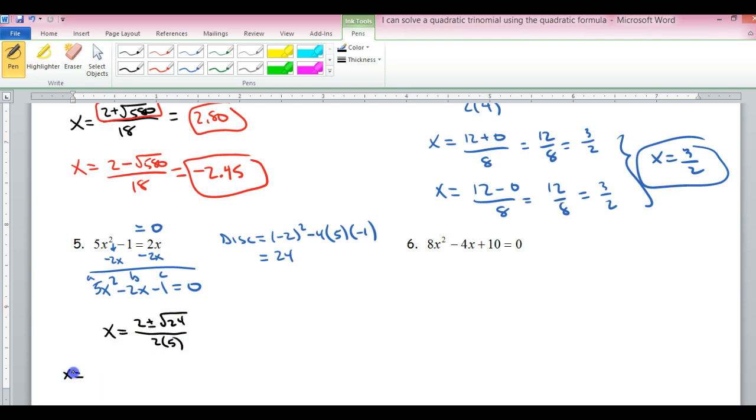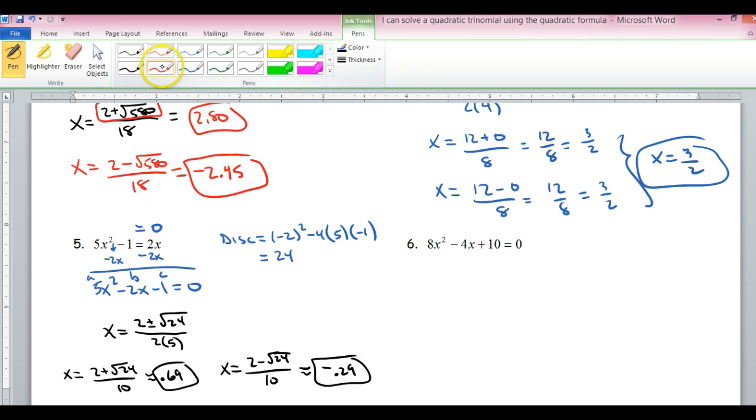So my two solutions: 2 plus the square root of 24 all over 10. And if you simplify this, you get approximately 0.69. And we should always round to the hundredth for now. And now when we subtract up top, we end up getting an approximate value of negative 0.29. And those are your two solutions. So for this one, the most important part is to make sure you set that quadratic in the original problem equal to 0.